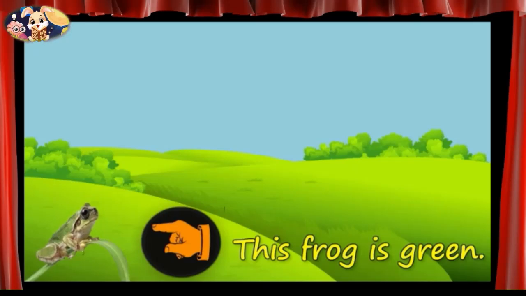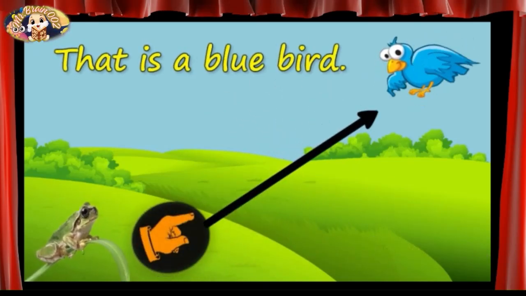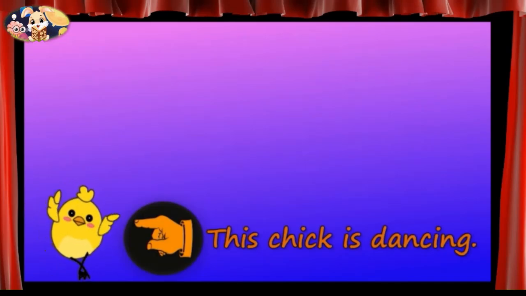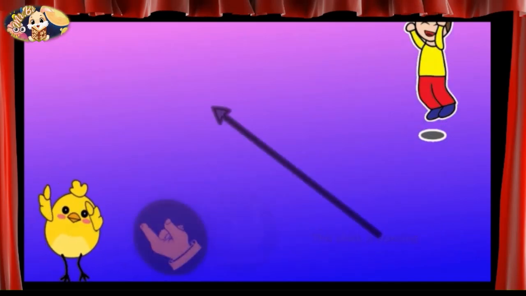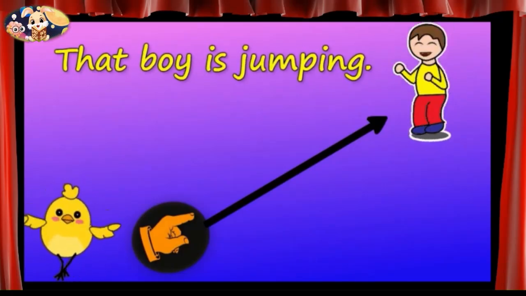This frog is green. That is a bluebird. This chick is dancing. That boy is jumping.